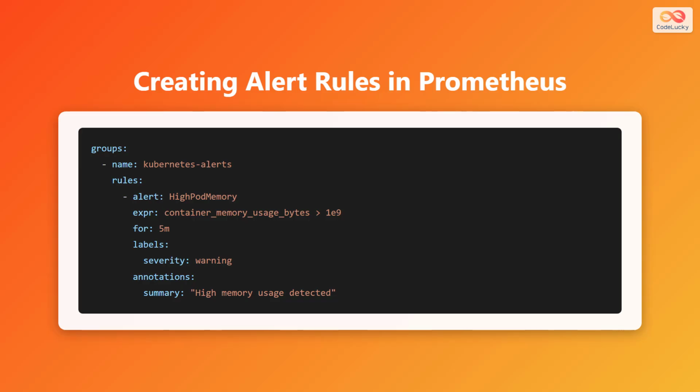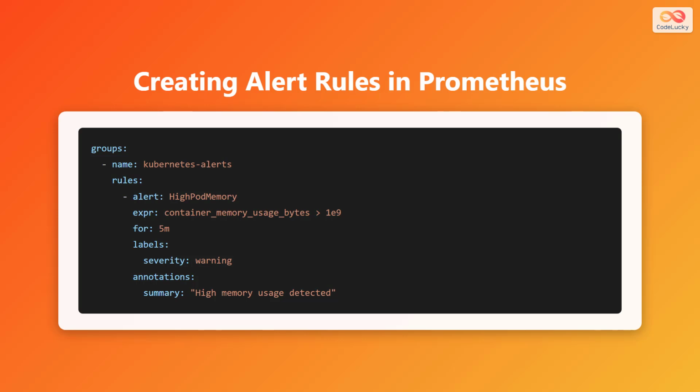Before Alertmanager can process alerts, you need to define alert rules in Prometheus. Alert rules are organized into groups. Here, we create a group called Kubernetes Alerts. Within this group, we define an alert named High Pod Memory. The expression checks if container memory usage exceeds 1 GB.